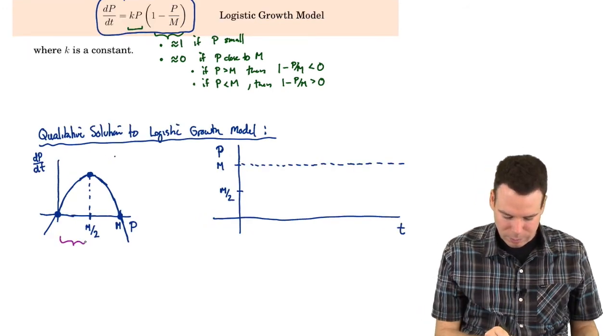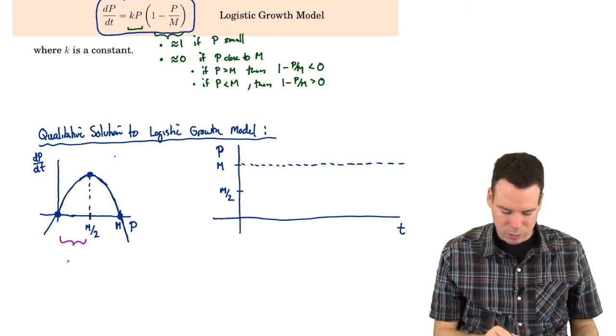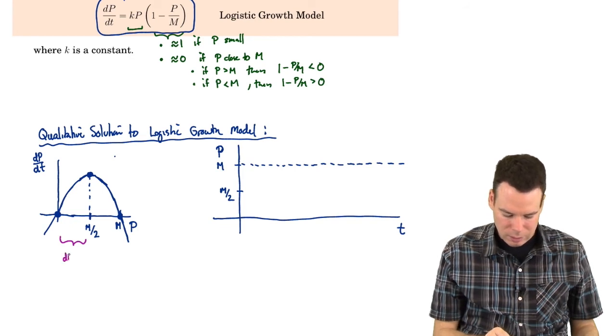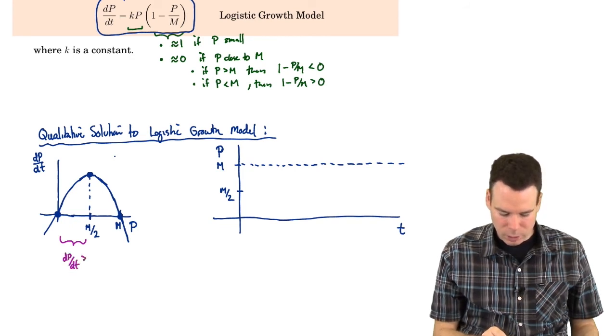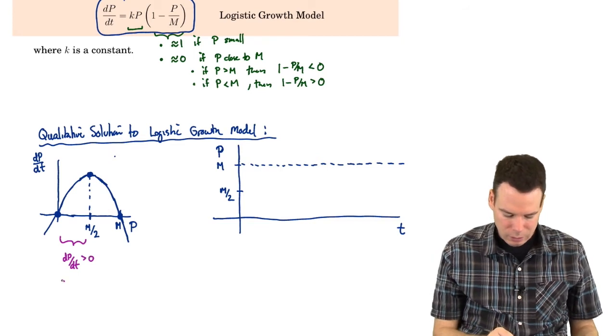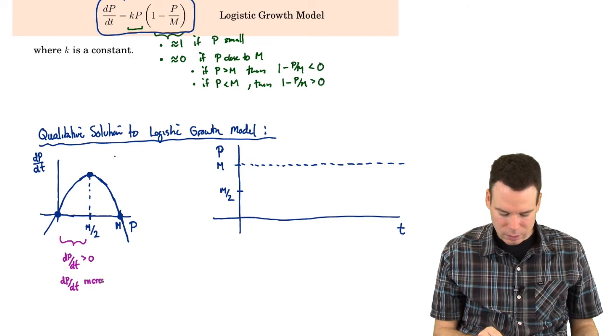What else can we get from this diagram? I'm going to look back at the diagram here. On this interval from p between 0 and m over 2, what do I notice? I notice that dp/dt is positive, and I notice that dp/dt is increasing.